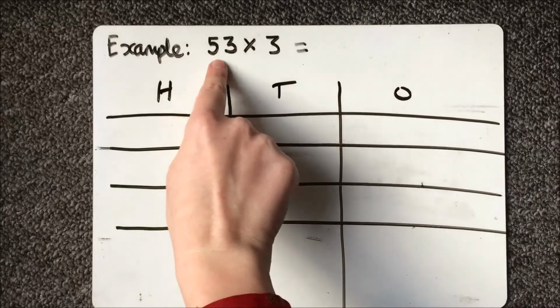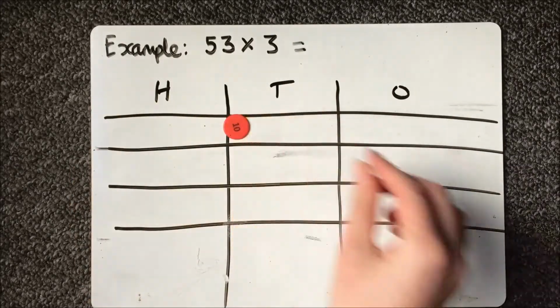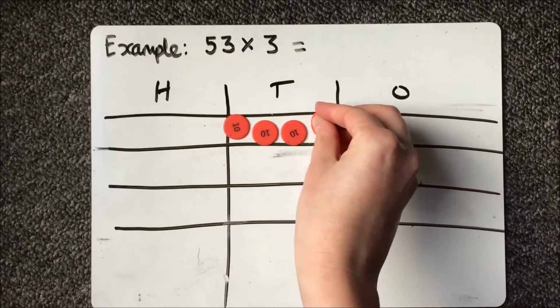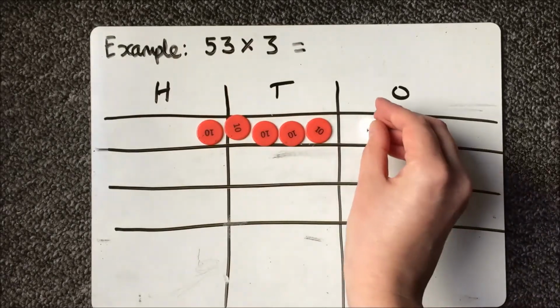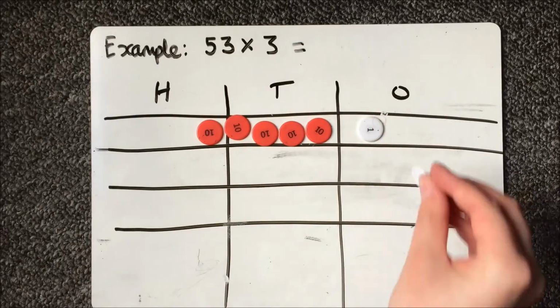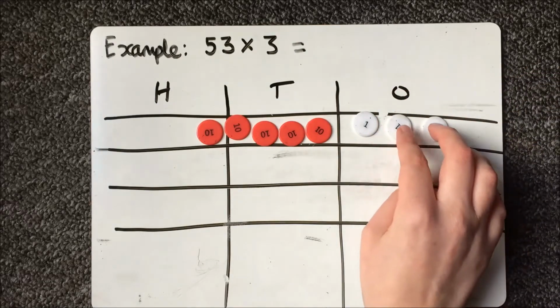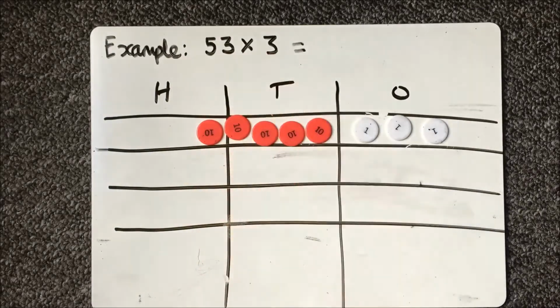How many tens in 53? That's right, 5. And so they go in the tens in the first row. 10, 20, 30, 40, 50. Switch. How many ones? 3. 1, 2, 3. And they go in the ones column. So that's 1 times 53. I've got 3 times 53.